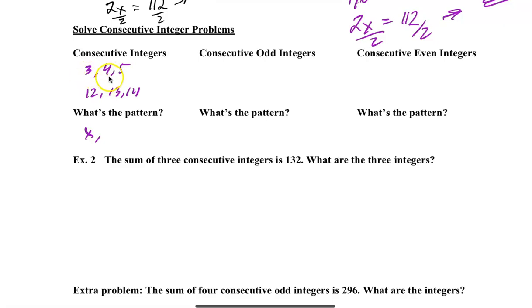So the next one would just be x plus 1. This is x. You add 1 to it, you get 4. And then likewise, you add 1 to that. X plus 1 becomes x plus 2. And so on. Those are consecutive integers.